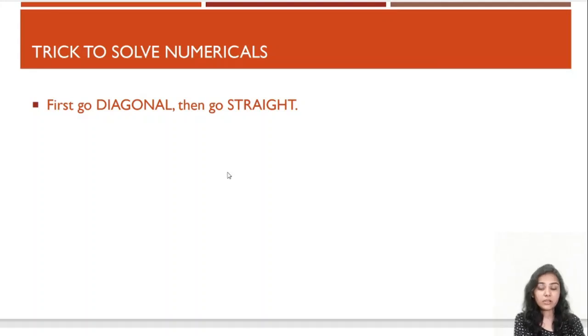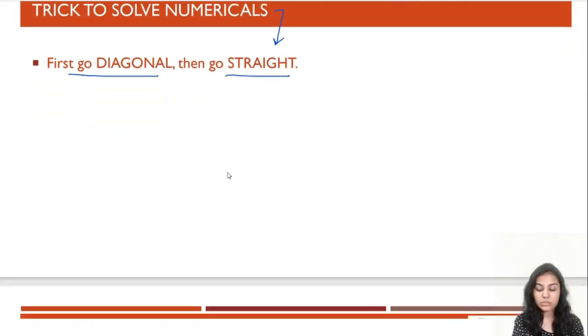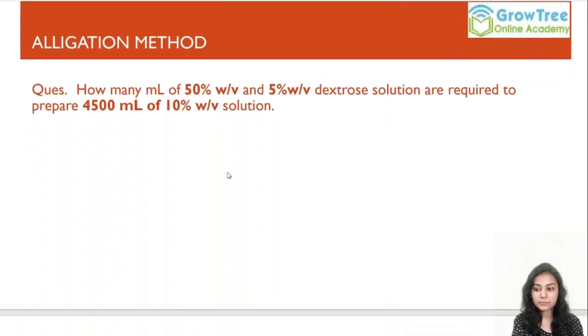And here's a trick to solve the numericals related to alligation method, and that is first go diagonal and then go straight. So we are going to discuss some numericals in which this technique would be applicable.